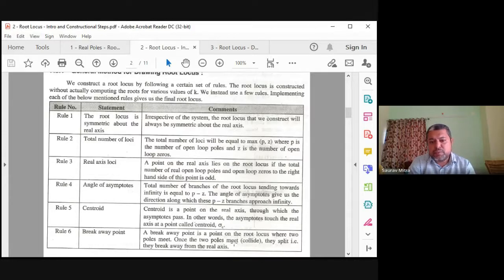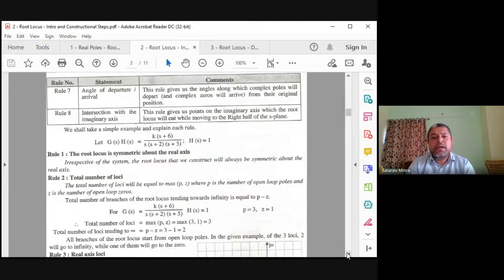Once the two poles meet and collide, they split, i.e. they break away from the real axis and go in the imaginary direction. So how to calculate it? I have shown you. First you have to find the characteristic equation. From the characteristic equation you find the value of k, and from that you find dk/ds equal to 0, and then find the values of s for which dk/ds equals 0. In the previous case we found s equal to -1.5, so we can say the breakaway point is -1.5.